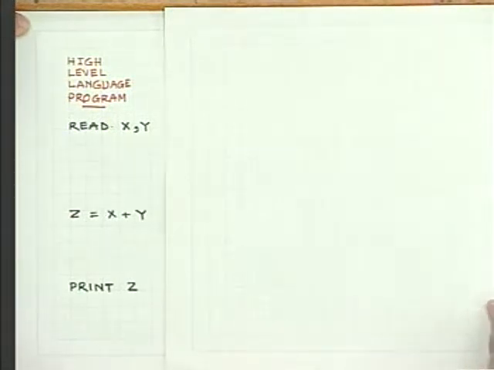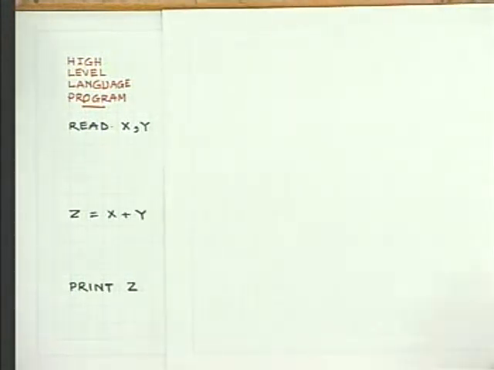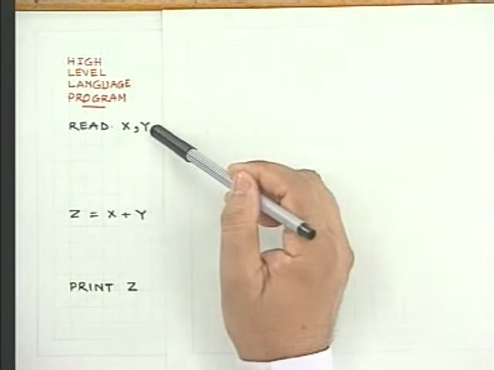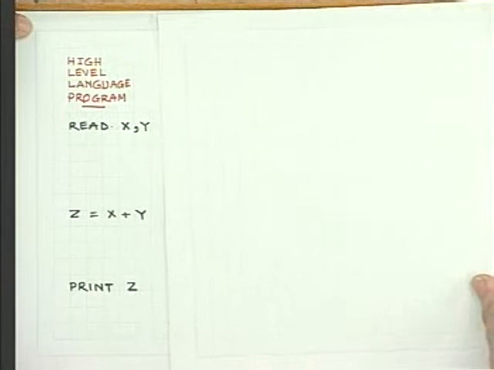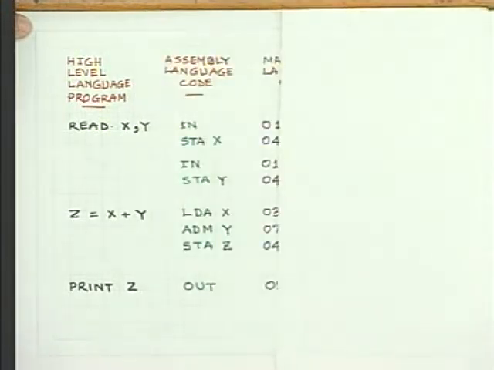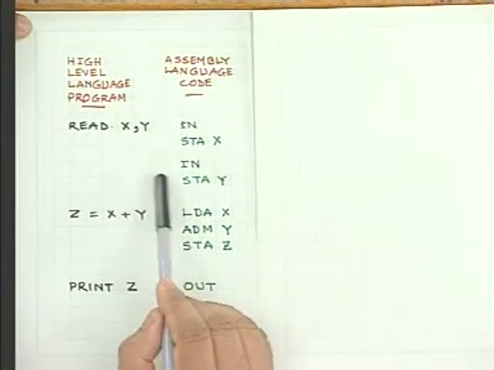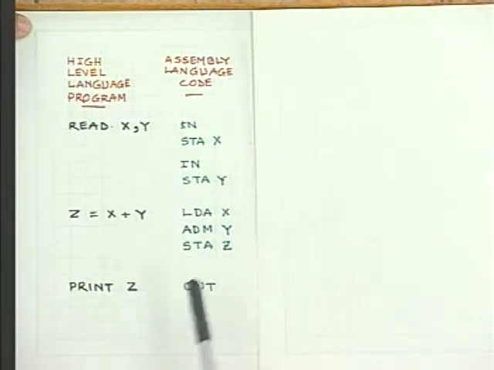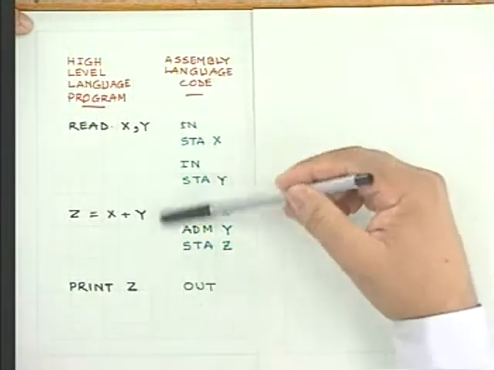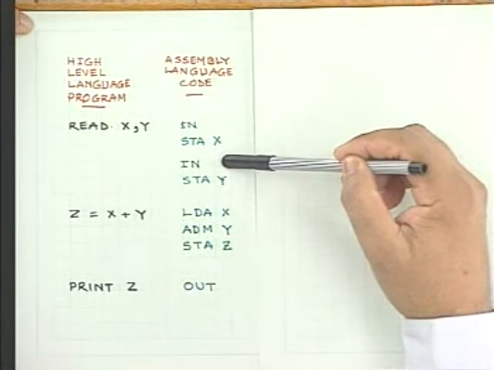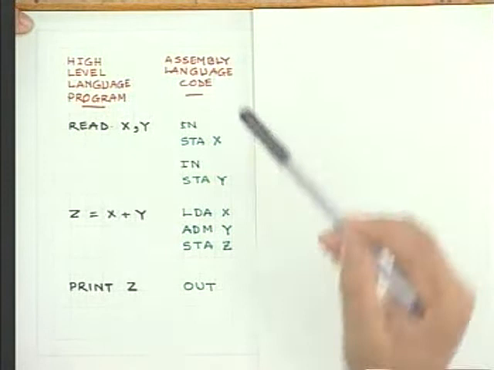Now, by this time you know that this high-level language program cannot be directly executed by the hardware. So, a translator translates, and I take it that the translator first translates it into an assembly language code. It's a typical assembly language code. It's not a particular assembly language code of a particular machine, right?